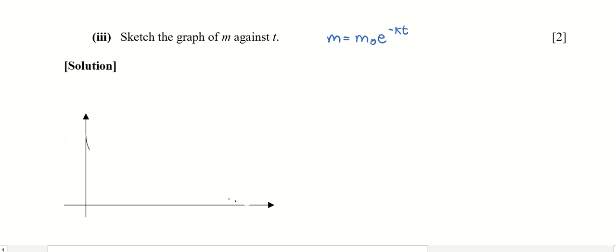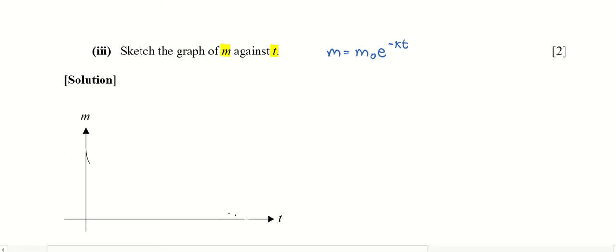Okay, let's move on to sketch the graph of m against t. So take note, we are sketching m against t, which means on your vertical axis it should be your m, and the horizontal axis should be your t. That's the equation that you are asked to draw. But before I draw the equation, let's look at the context of the question first.